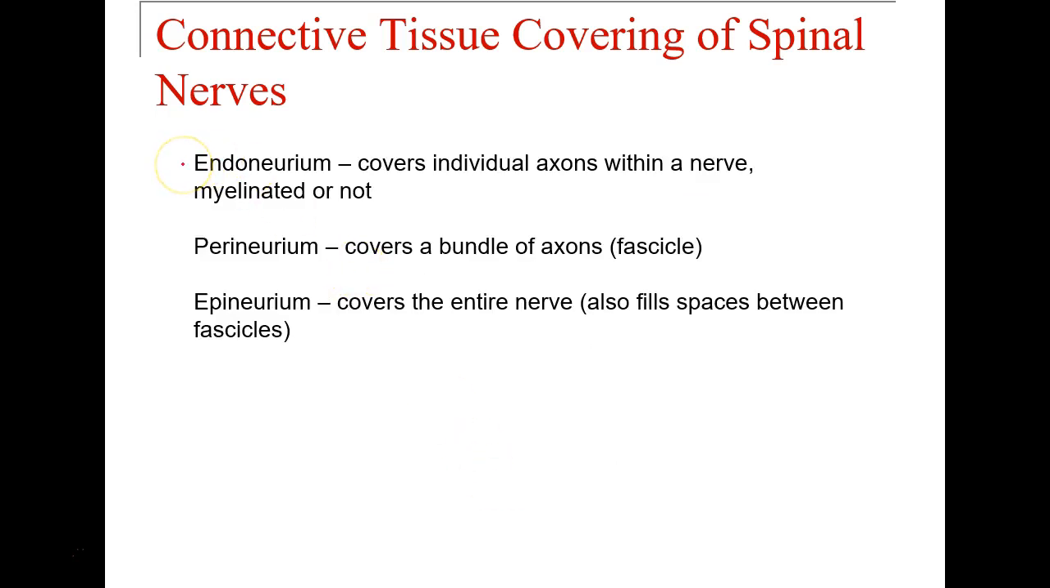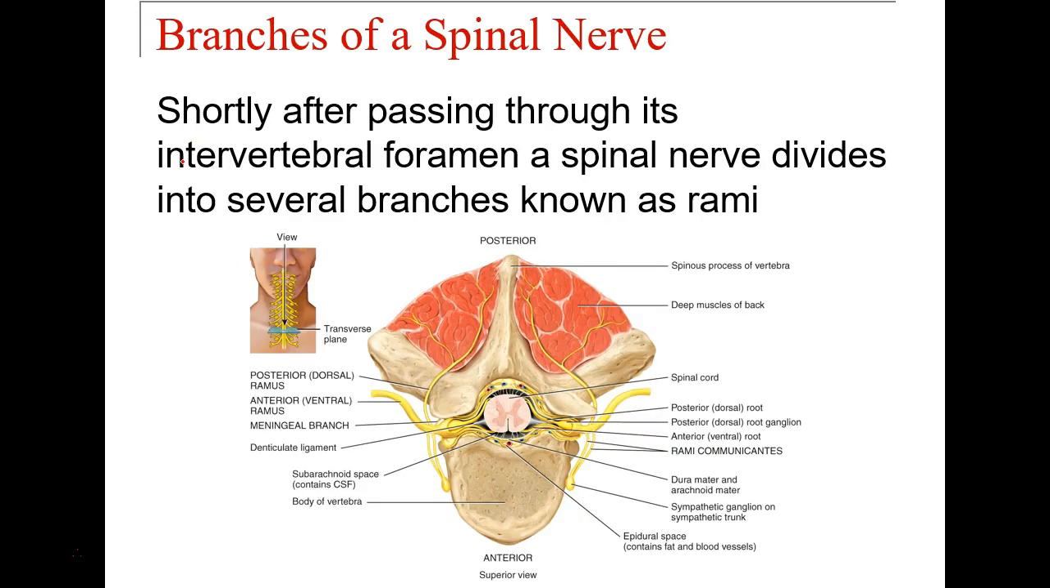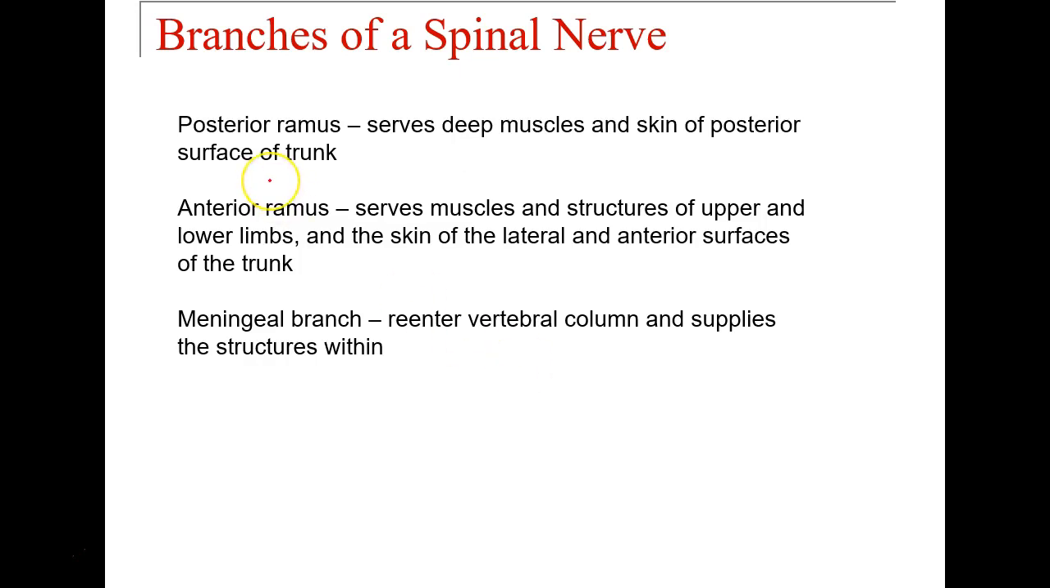Okay, so this is a slide just explaining those definitions. Branches of the spinal nerve. So once we exit that vertebral column through the intervertebral foramen, we will branch into different rami. We have posterior, anterior, and meningeal branches.